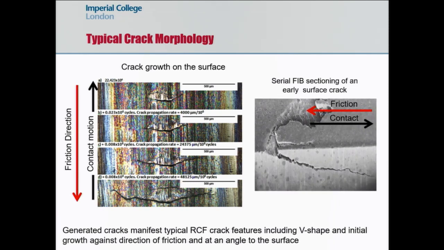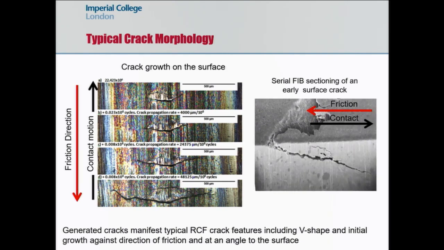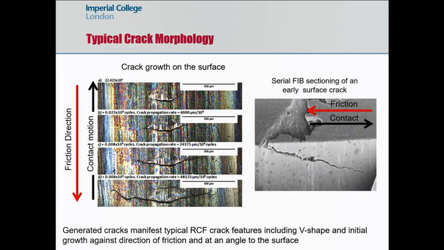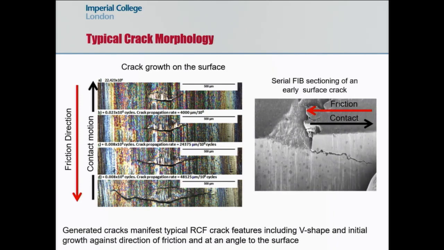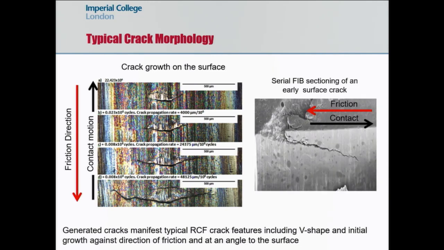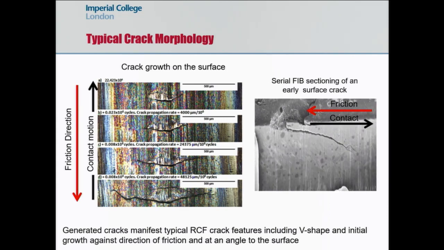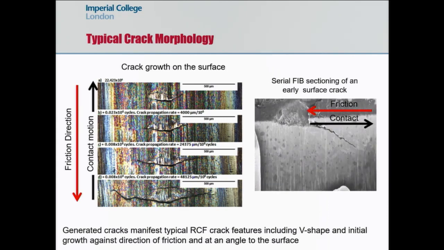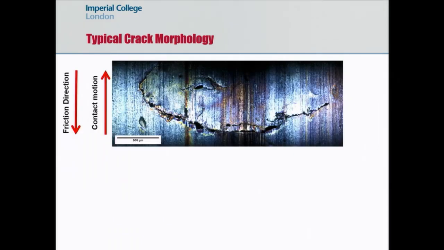It then propagates to the sides and into the surface until you get a secondary crack breaking the surface here. The propagation is against the direction of friction. And if you look here, this is a serial sectioning using FIB of an earlier crack than that. It assumes this angle of about 30 degrees to the surface. And there are some interesting things here, interaction with the microstructure and so on, that we can't look at with carbides. So we seem to be generating damage that's representative of real components.